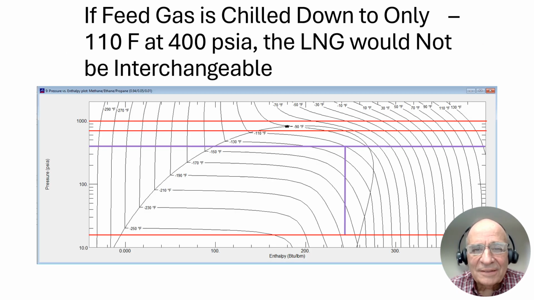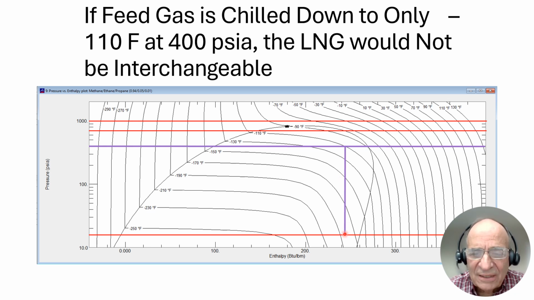This slide and the next slide are two of the most important slides in the presentation because it shows how the pressure of the feed gas causes the LNG to be produced at a different quality, or different composition of methane. Let's take a look at 400 psi as shown here. Our feed gas is cooled down to minus 110 degrees and then flashed from 400 psi down to tank pressure.